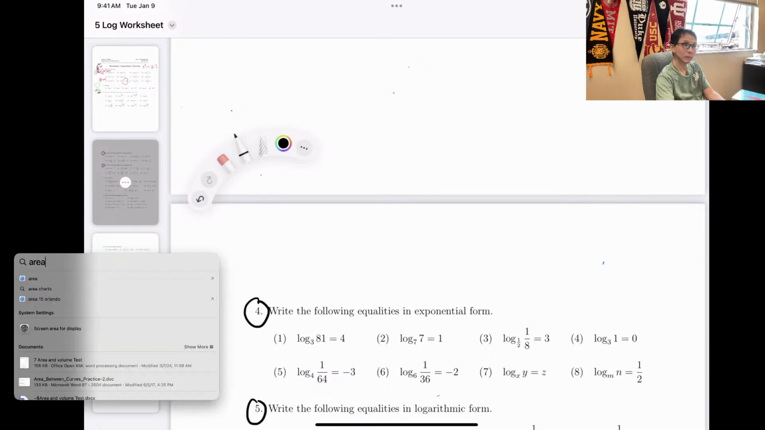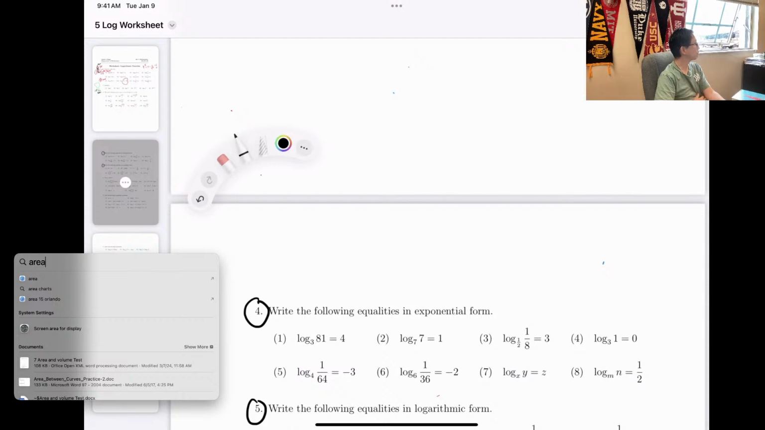How does the inverse of a polynomial look? Inverse of a polynomial function. You can't really inverse a polynomial. You can inverse a quadratic, but a polynomial usually will fail the horizontal line test. Yeah, because they're already kind of like. Yeah.